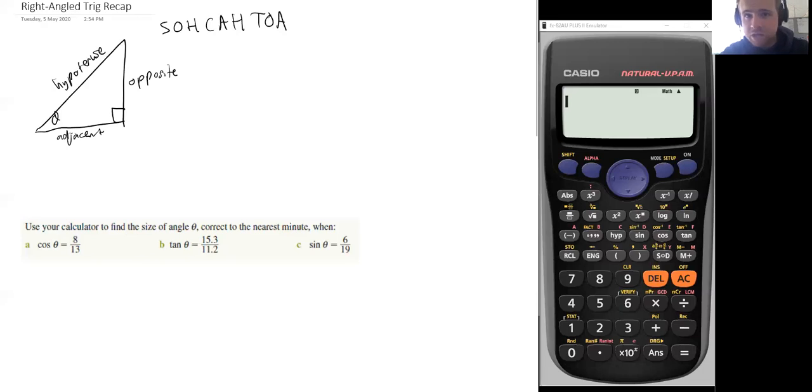Now, there are three ratios in trigonometry, sine, cos, and tan, that have a relationship with these sides. And we remember what the relationship is by this acronym SOHCAHTOA, which you may be familiar with. What this does is it creates an equation. The sine of an angle is equal to the ratio of the opposite and the hypotenuse.